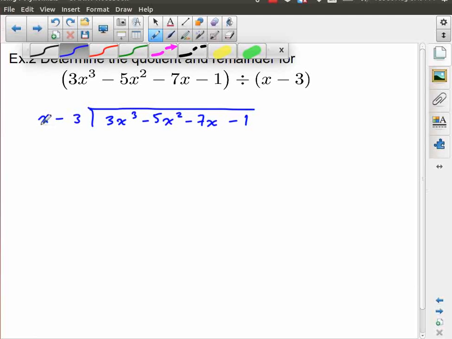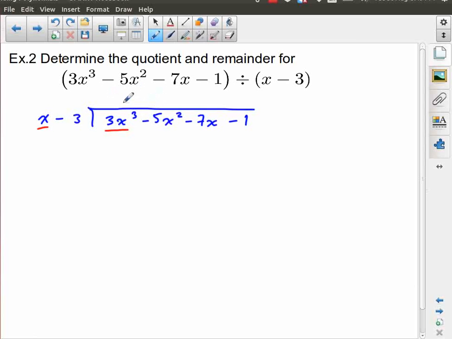So now I ask myself, what do I have to multiply by? And what I'm going to do is start by focusing on these first terms. So what do I have to multiply by x to get 3x cubed? And the answer to that is I have to multiply 3x squared. So 3x squared times x gives me 3x cubed, but I have to finish the rest as well. 3x squared times negative 3 is going to give me negative 9x squared. So I have to do both of those because there are 2 terms here. I have to multiply by the 2 terms.